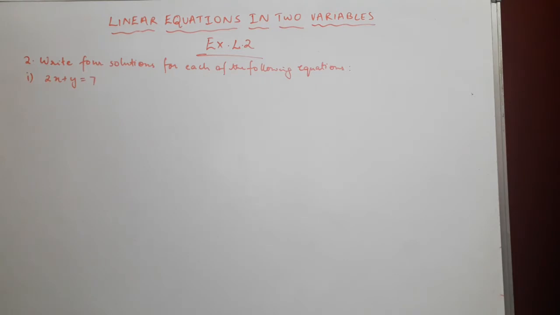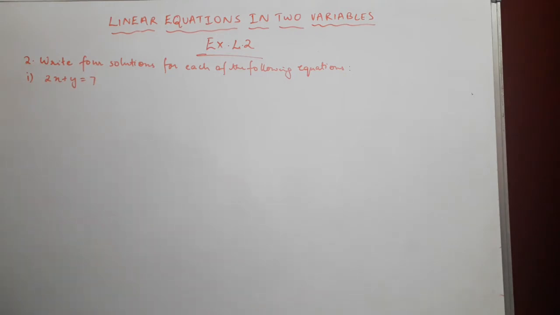Our next question says write 4 solutions for each of the following equations, which means we will be given a linear equation and we'll have to find 4 different solutions, which means for different values of x or different values of y, we get different values of the other variable, which would be either x or y depending on what value you have assumed for x or y. Let us begin with the first problem, which says 2x plus y equal to 7.